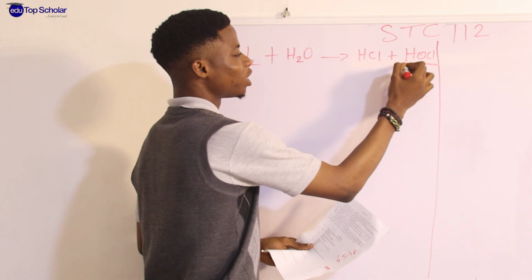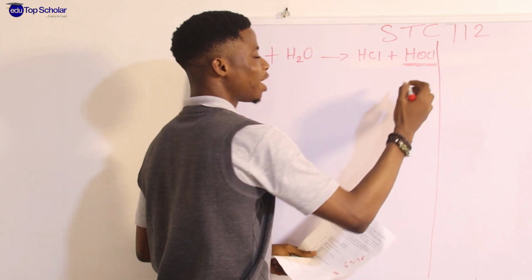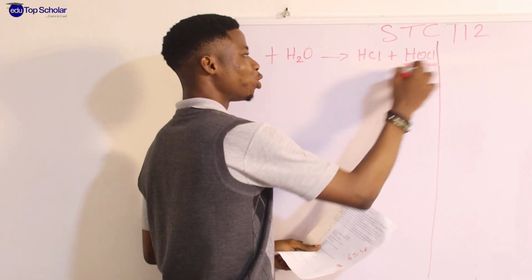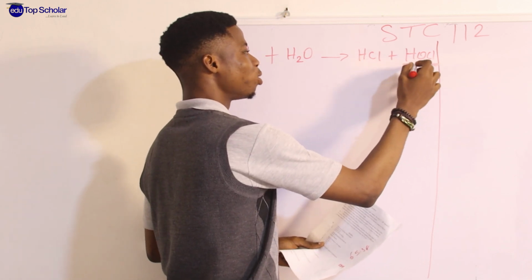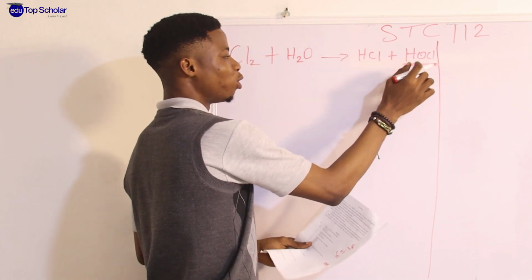It is because of what? This hypochlorous acid. It is the one responsible. So that's why sometimes if you use rainwater in particular to wash your clothes, it is going to make the color fade away. It is the work of this hypochlorous acid.